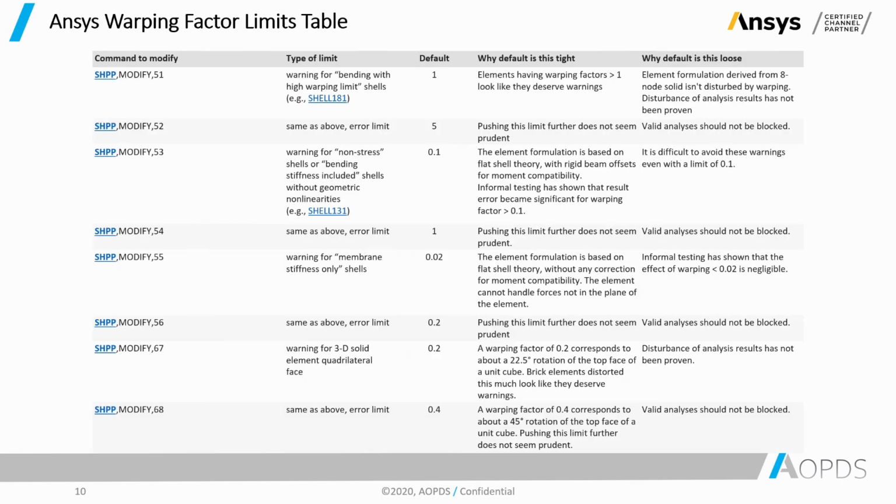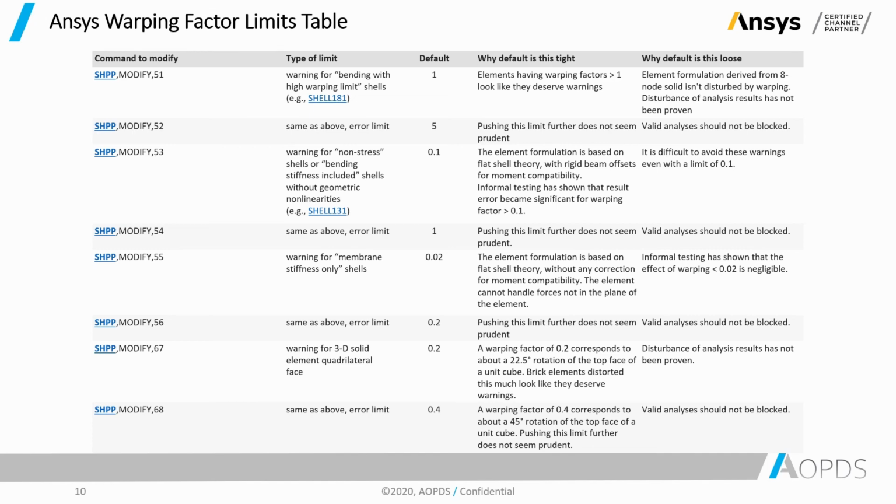Now, here is a table that Ansys is offering in its help, and it's for different types of elements. For example, let's go ahead and look at the last 2 rows. Basically, it is saying that the warning for a 3D solid element quadrilateral face is 0.2, and same as above, the error limit is 0.4. And it's saying that 0.4 corresponds to about 45-degree rotation, and 0.2 corresponds to 22.5.